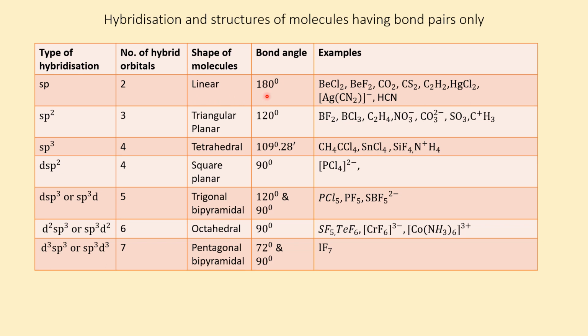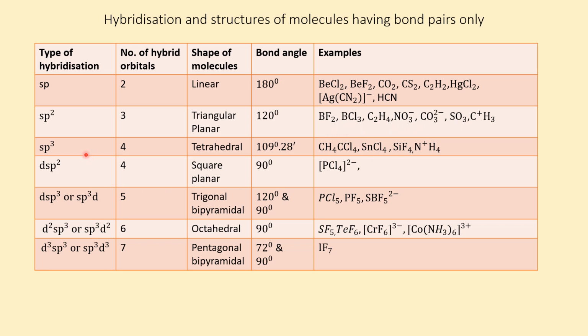angle is 180 degrees. Other examples of sp hybridization in the absence of lone pair are BeCl2, BeF2, etc., which are written on the extreme right hand side of your screen. Please pause this video and note down all the figures. For sp2, where the number of hybrid orbitals is 3, the shape of molecules is triangular planar and bond angle is 120 degrees. Examples are BF3, BCl3, etc.